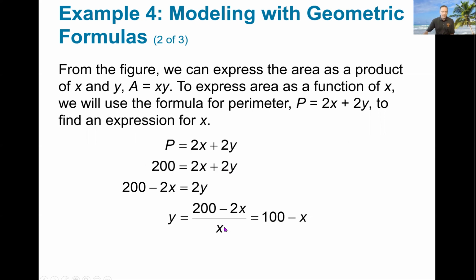Ooh, that should be a 2 down there, not an x. That's a typo. Remember that x is a 2. So 200 minus 2x over 2, and you can see I simplified it correctly. 200 divided by 2 is 100. 2x divided by 2 is x. And of course, we had the minus sign there. So that's a typo down there, but this is correct. So what I'm saying is that the length of one side has to be 100 minus x.